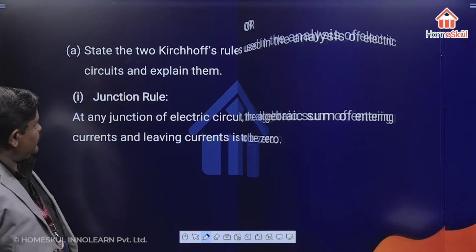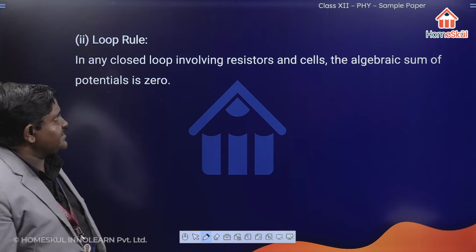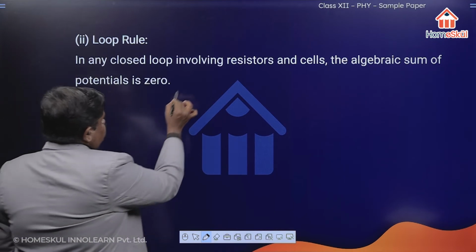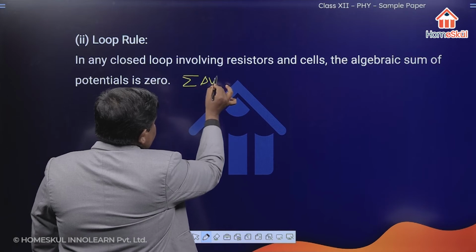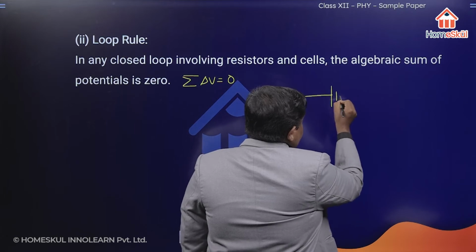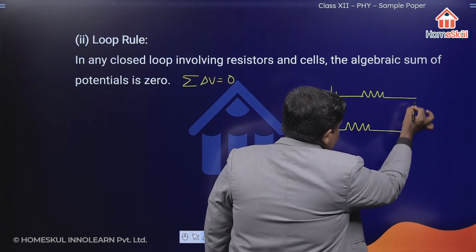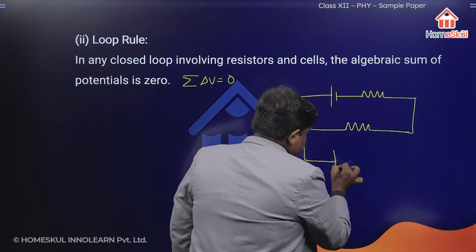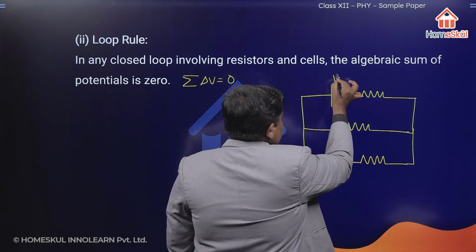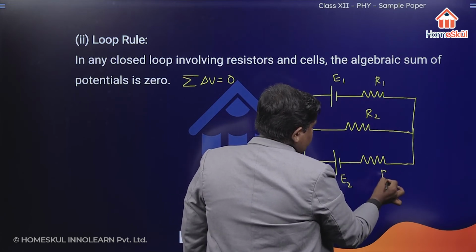Okay, then the next one, the loop rule. That is, in any closed loop involving resistors and cells, the algebraic sum of potential is 0. That means sigma delta V equal to 0. For that we have to consider a circuit which consists of cells and resistors. Here the cells having EMF E1, this is E2, and these are R1, R2 and R3.